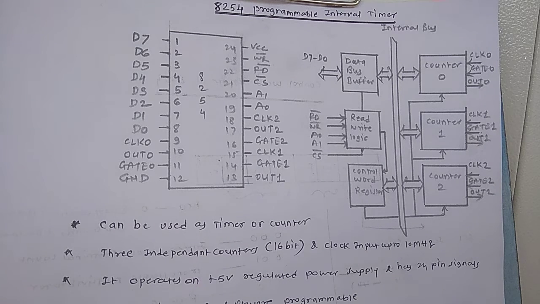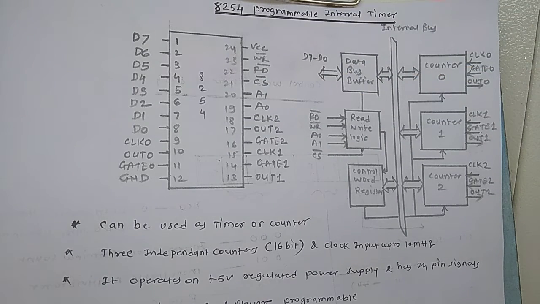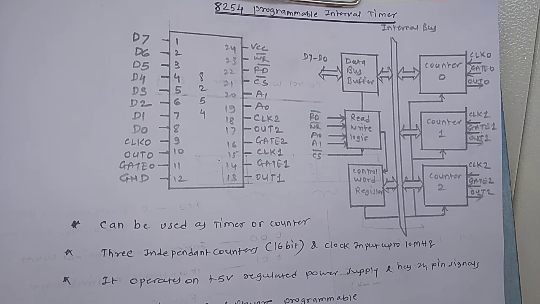Hello friends, continuing with 8254 programmable interval timer. In last lecture, we have gone through this pin diagram of 8253, 8254 programmable interval timer, which gets interfaced with microprocessor for generating time delays or for counting the external events.